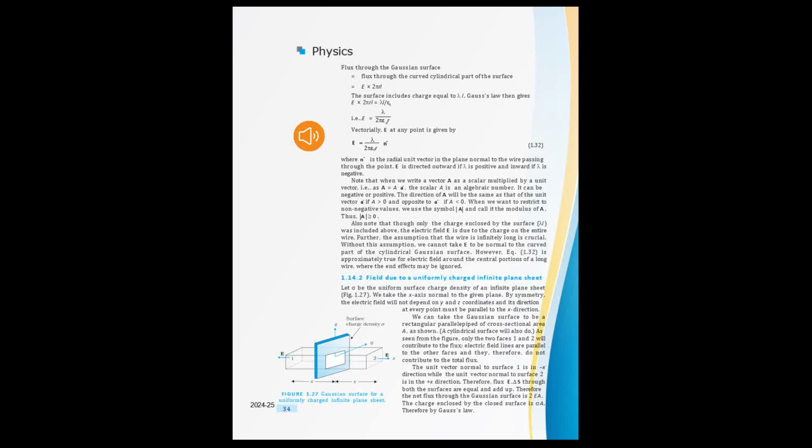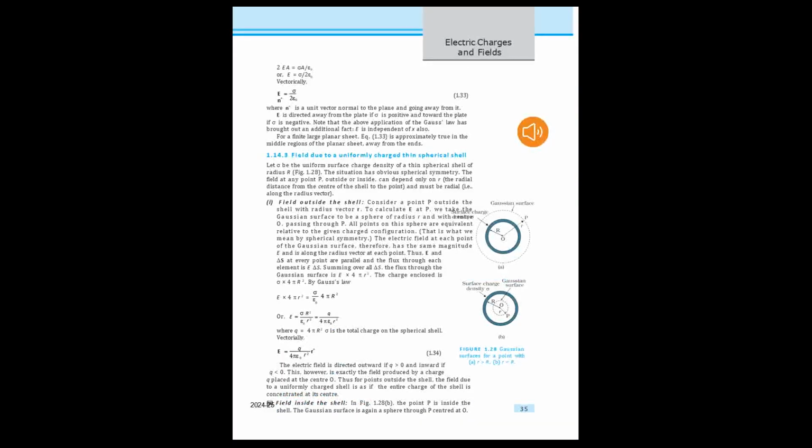Therefore, the net flux through the Gaussian surface is 2EA. The charge enclosed by the closed surface is sigma A. Therefore, by Gauss law, you can write E is equal to sigma by 2 epsilon naught. So, by Gauss law, E is equal to sigma by 2 epsilon naught, and vectorially it can be represented as E equal to sigma by 2 epsilon naught into n cap, where n cap is the unit vector normal to the plane and going away from it.